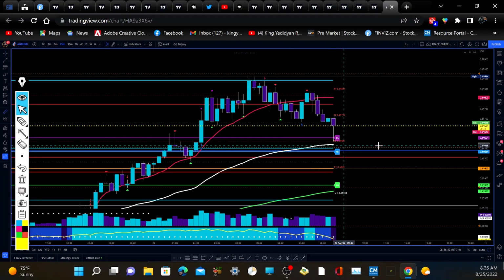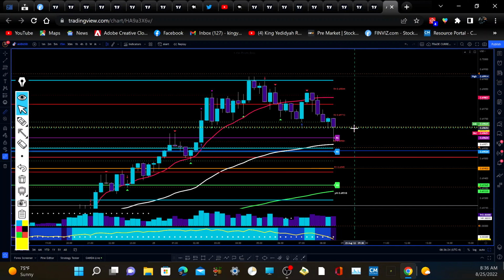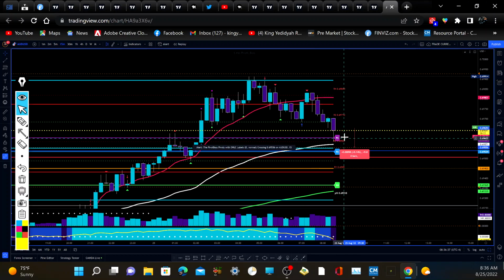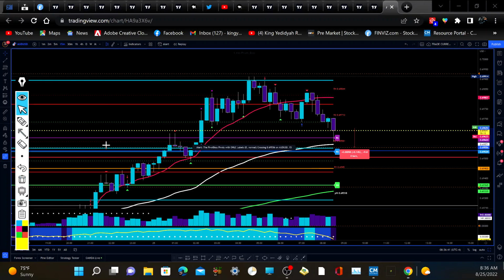Let's see how many pips that is. If I do enter around here long, my stop below VWAP is 9 pips, right? So let's see. Maybe we might get a better entry, a retest of R6, if the US dollar pulls back.